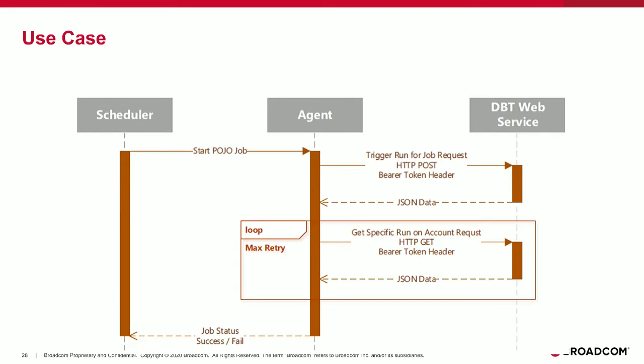The first one is to trigger the job to run inside of the DBT application. And the second one is to monitor that job, because the DBT trigger only returns to you a run ID, and then you have to monitor the run ID until completion. So these two web services are going to be called.